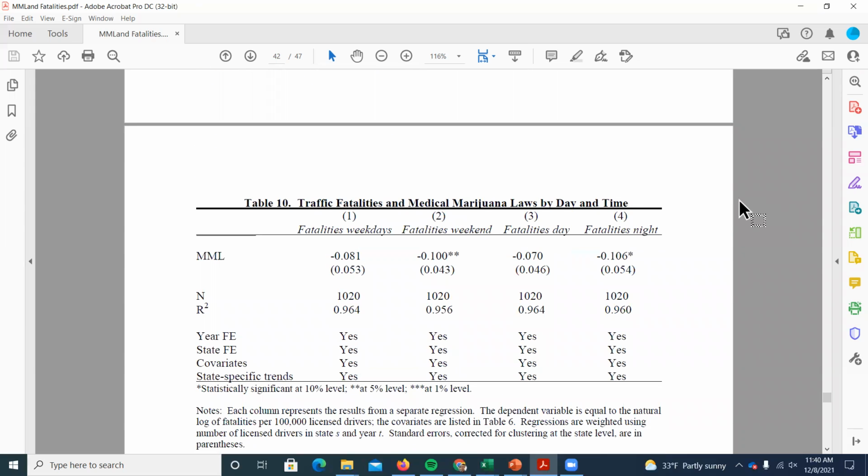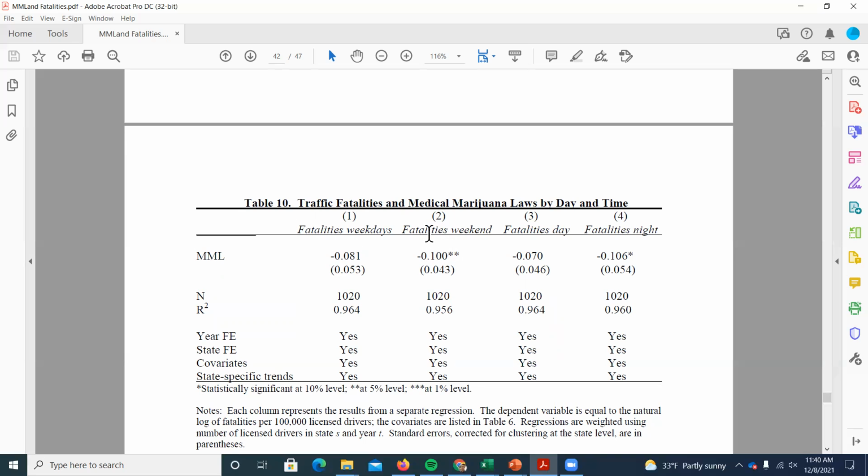And I think one of the more interesting things, which people sometimes think about more than I would have, is that they also break this down by time of the day. So the data they actually had when the accident occurred. They asked, what's the impact of having medical marijuana legalized on fatalities during the week? And they find a negative effect, but it's a little bit smaller and it's not significant.